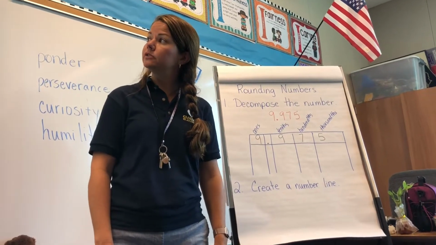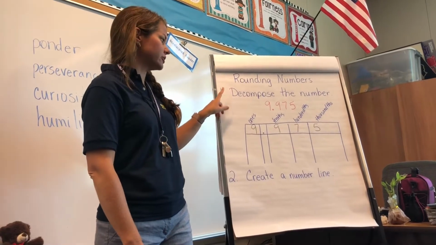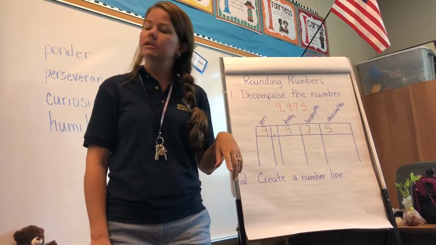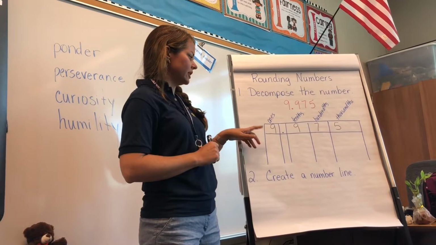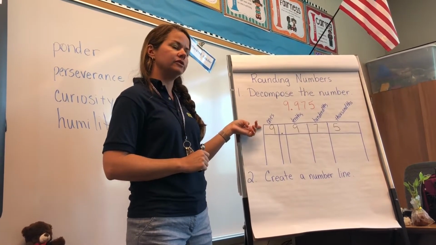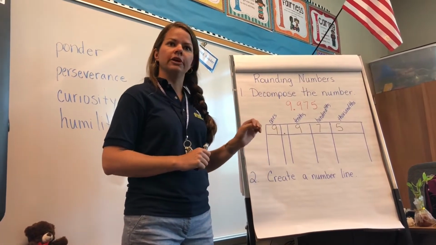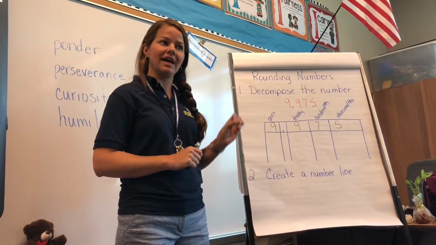So we're going to decompose 9 and 975 thousandths in order to round it. The first thing we want to look at is, if we want to decompose it into ones, what would we do? Well, this already shows how many ones we have. We have 9 ones, so we're going to leave it there.